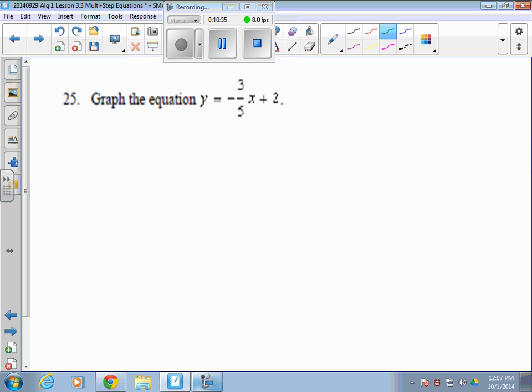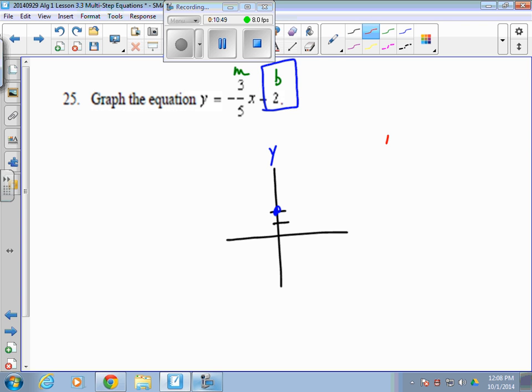25 says graph this relation. It's in y equals mx plus b form. So begin at y's value, your b value, on your y-axis at 2. That's what it tells us. Our b value tells us to begin at 2. Our m value, our m is negative 3 over 5.